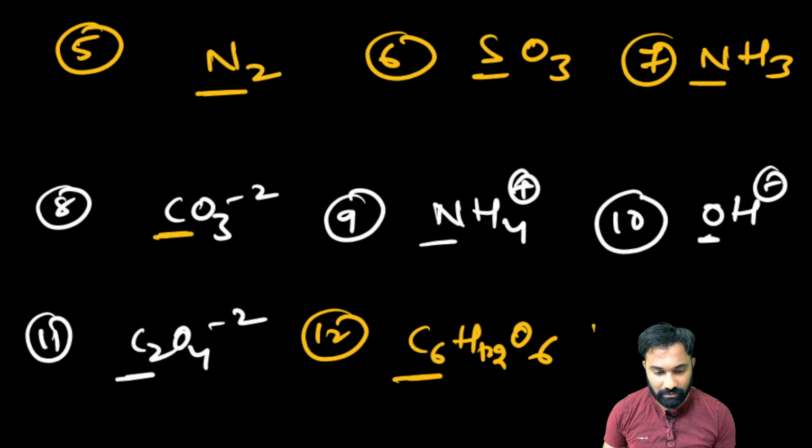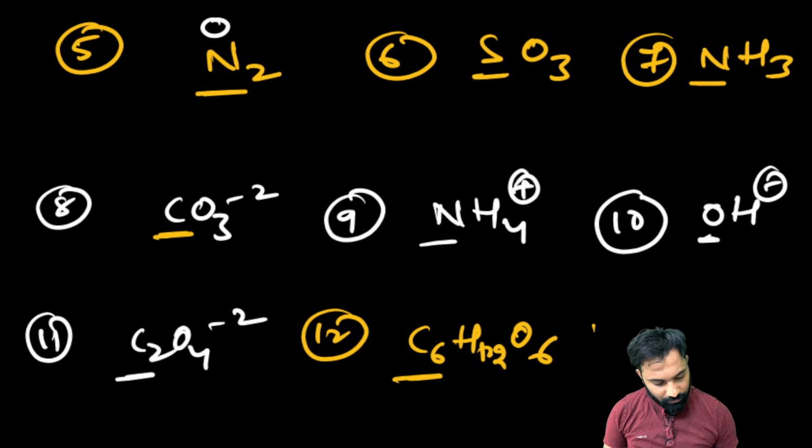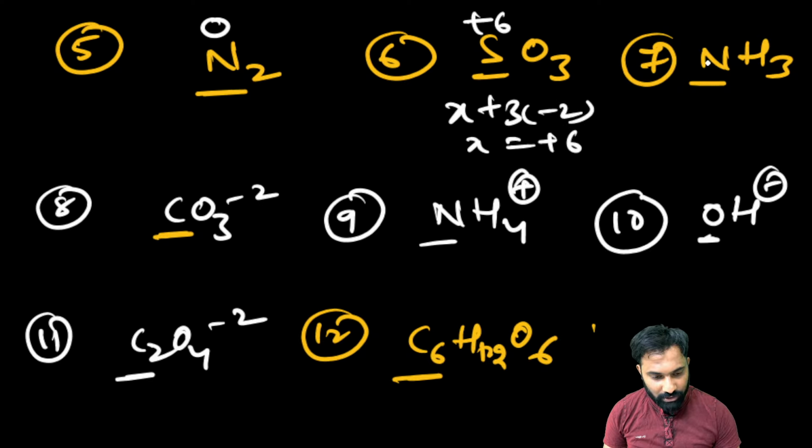Carbon, in the 8th one. Nitrogen, it is present in its elemental form. Its oxidation number is 0. Now in the SO3, here it is plus 6, sulfur trioxide, 3 times minus 2, that will give you the plus 6. Now in ammonia, nitrogen oxidation number is minus 3.